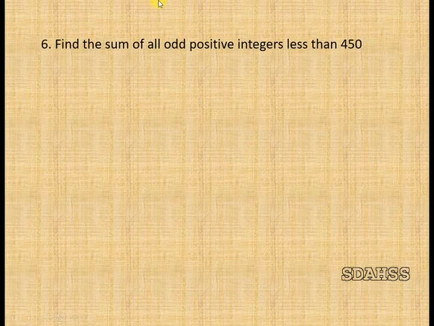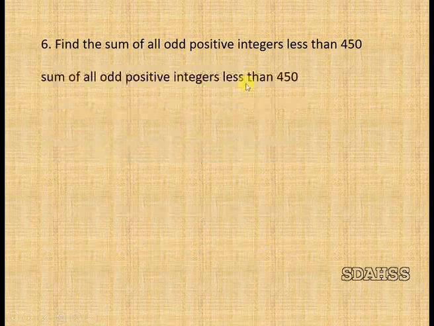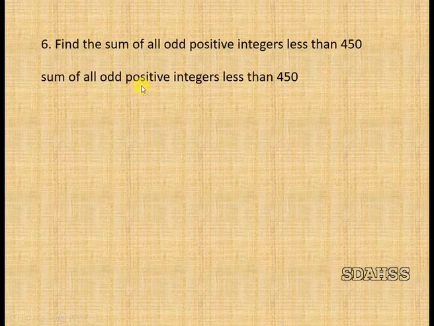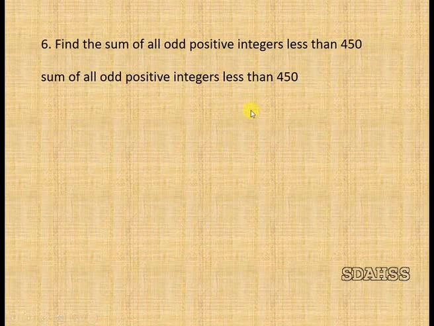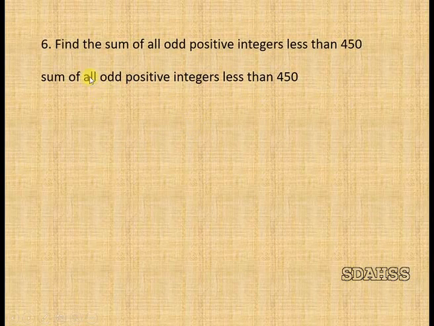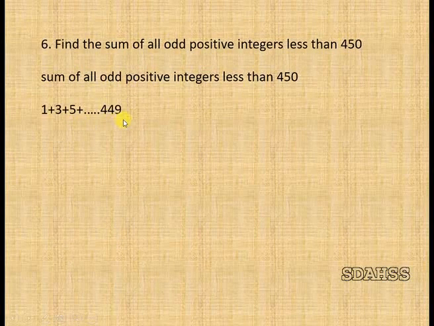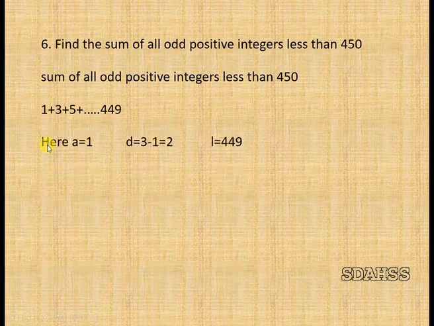Sixth sum. Find the sum of all odd positive integers less than 450. Sum of all odd positive integers less than 450 means, odd positive integer means 1, 3, 5, etc. Here less than 450. So the positive integers are 1, 3, 5, up to 449. So the sum is 1 plus 3 plus 5 plus etc. up to 449. Here the first term is 1.